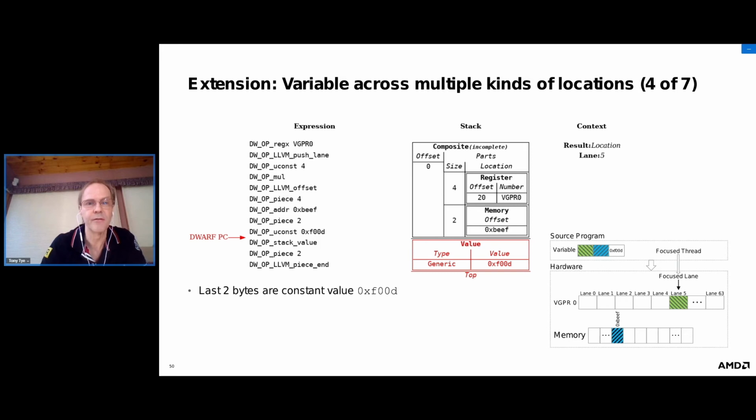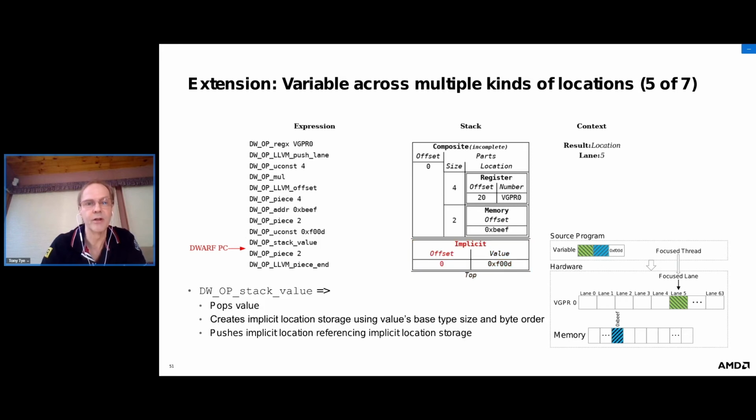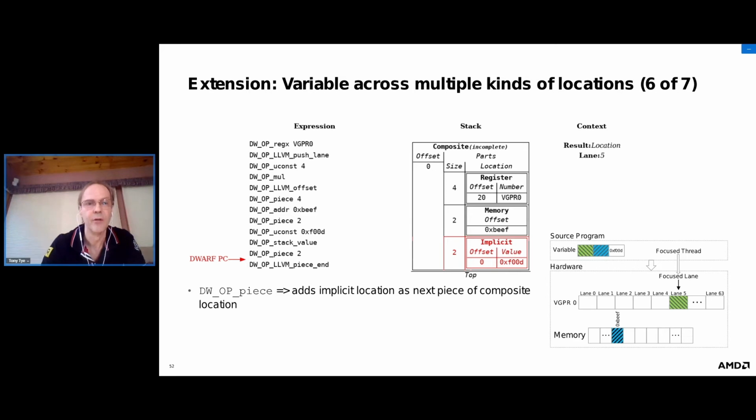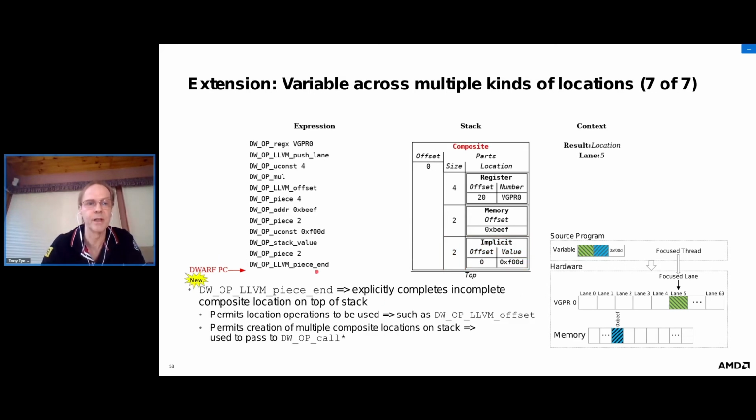We can now take a constant for that. Again, we can create an implicit location for that. So again, implicit now gives us locations rather than in our location area. We can add that piece. And then finally, we did add an operation to explicitly end a composite.